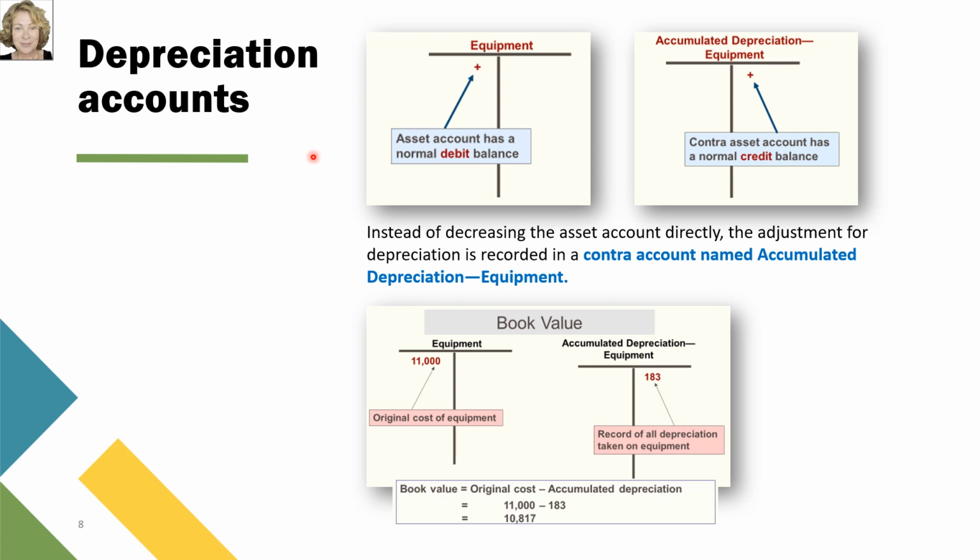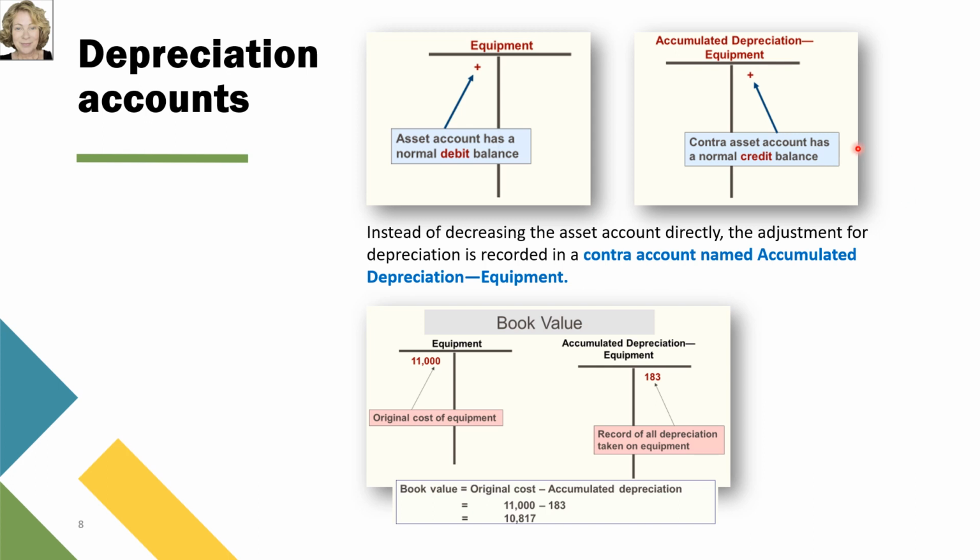As I mentioned previously, depreciation is not recorded directly as a reduction to the asset account. Instead, we're now using a new account called accumulated depreciation equipment, which is also called a contra asset account and has a normal credit balance, even though it's an asset.